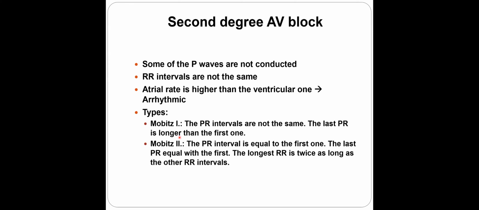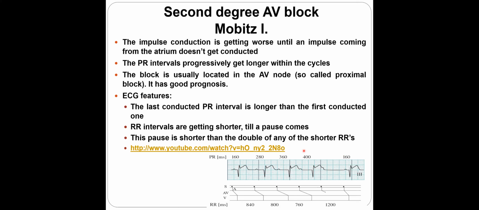Now, in Mobitz type 1, if you look at the PR intervals, they are not the same. So let's remember, the last conducted PR is longer than the first one. Okay, this is how you will evaluate. I will show you. And in Mobitz type 2, they are equal. So the last PR is the same as the first one. This is how you can diagnose it.